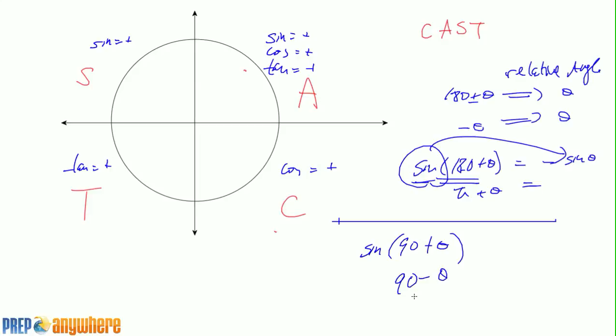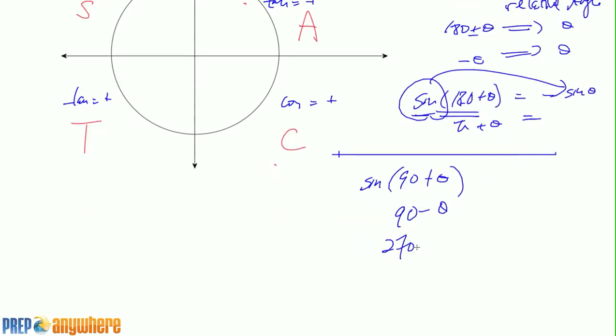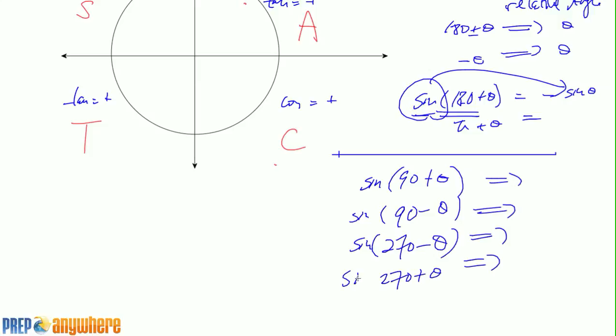90 minus theta. Another is, we didn't talk about this, but you can think about this yourself, 270 minus theta and 270 plus theta. All of these would turn into, if it was sine, right, it would turn into cosine.